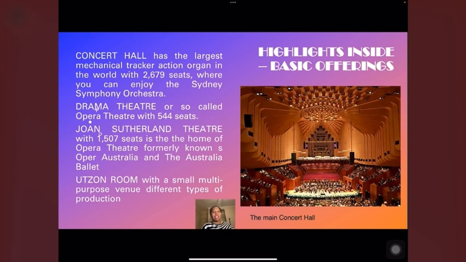Next is the Drama Theatre, with 544 seats. And the next is the Joan Sutherland Theatre with 1,507 seats, the home of Opera Australia and the Australian Ballet. The Utzon Room is also a small multi-purpose venue for different types of productions.